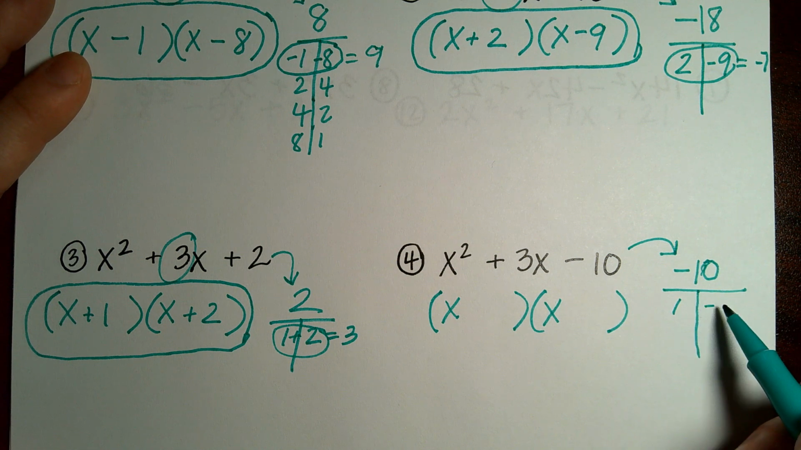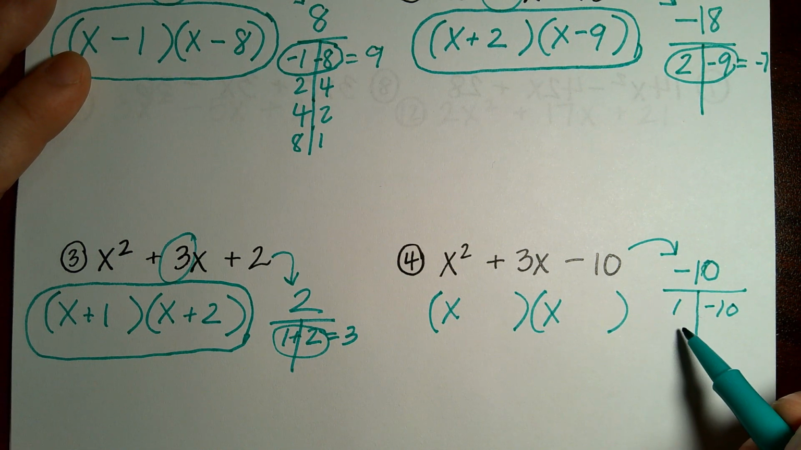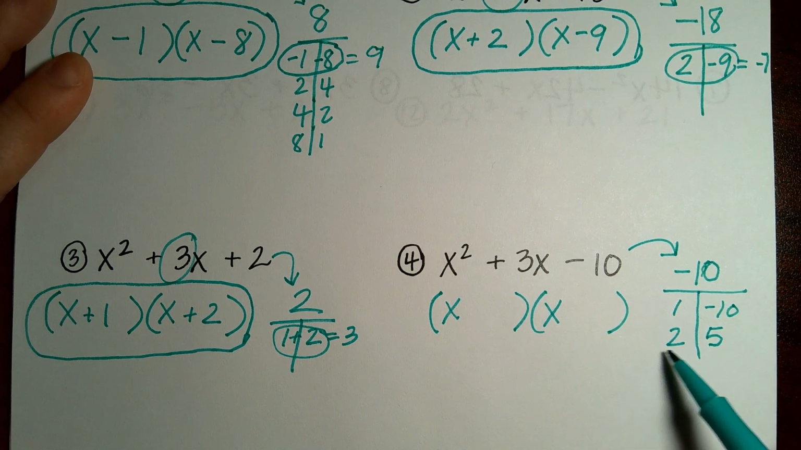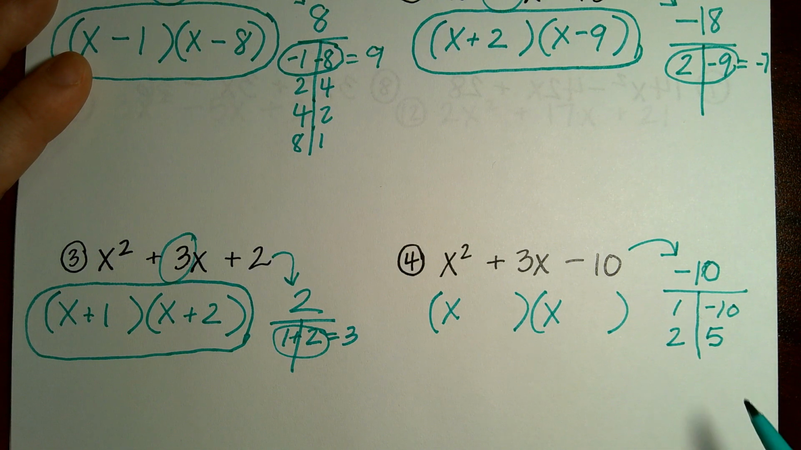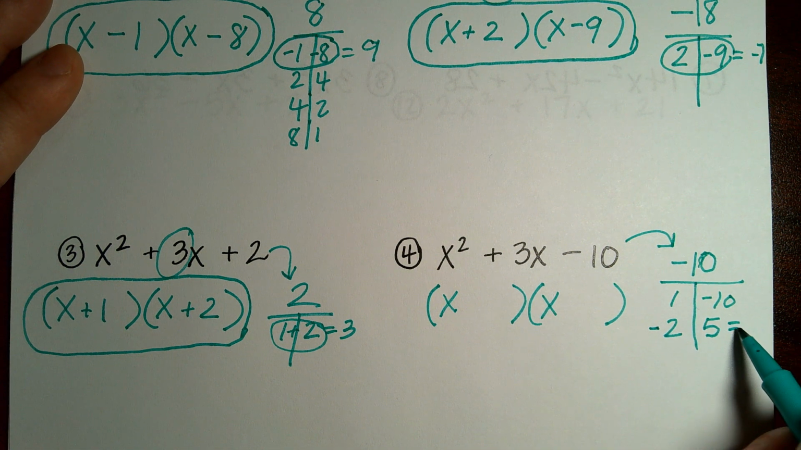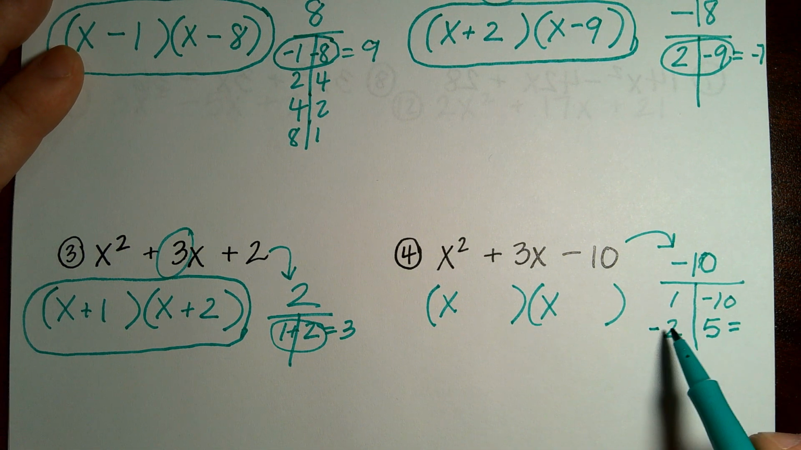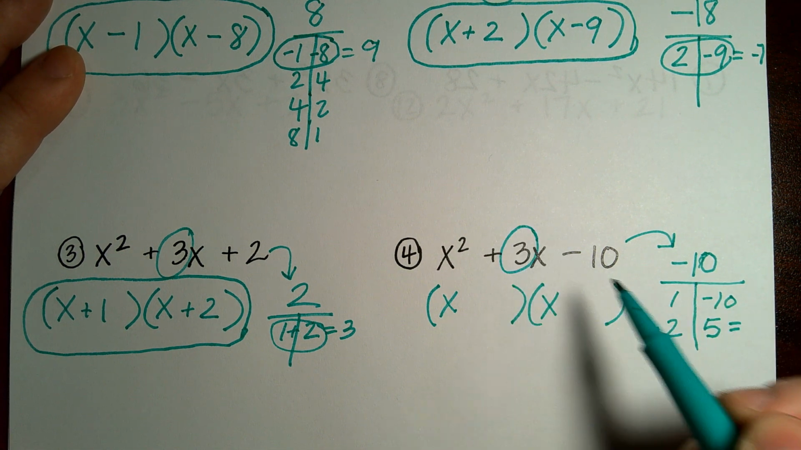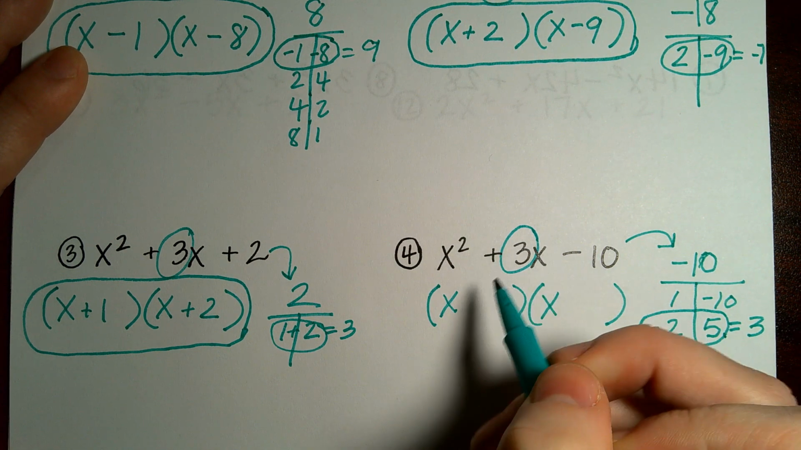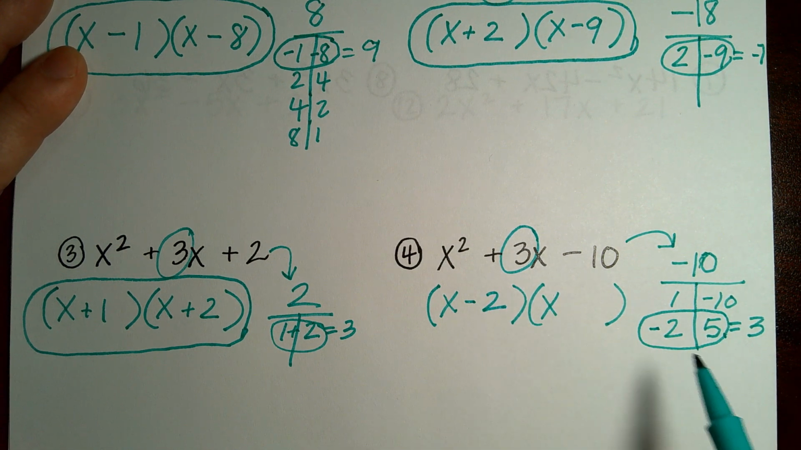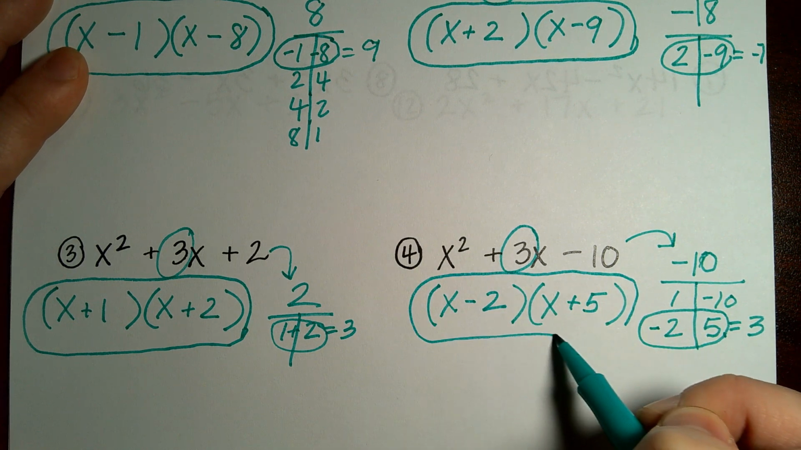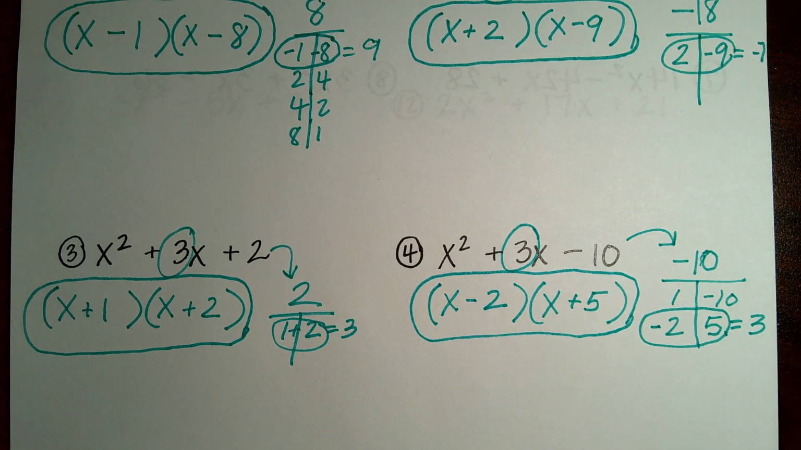I've got like 1 and -10. You do 2 and 5. 2 and 5. Okay, so which one of these would be a better option to make negative here? -2. Yeah, let's do -2, because if I do 5 plus -2, I'm going to get that positive 3 that I want. X minus 2, x plus 5. Exactly, x minus 2, x plus 5. Perfect.